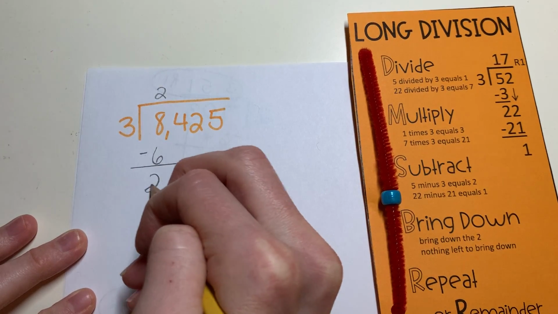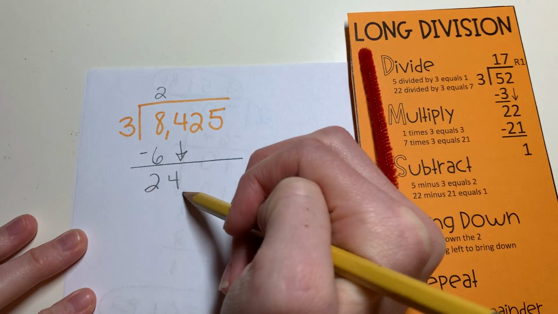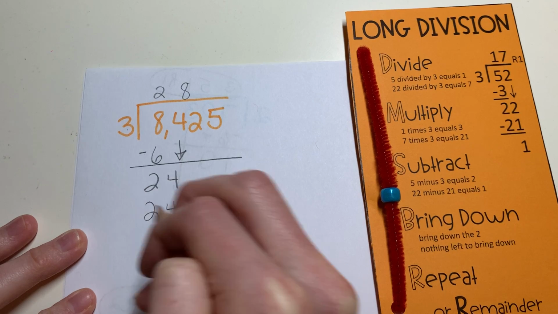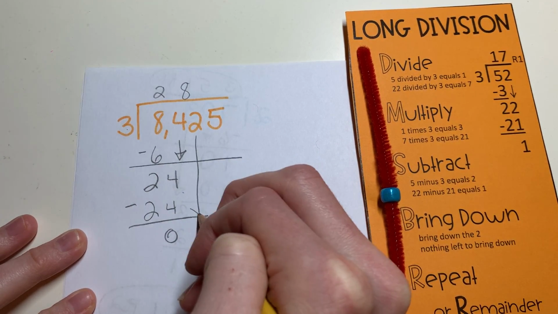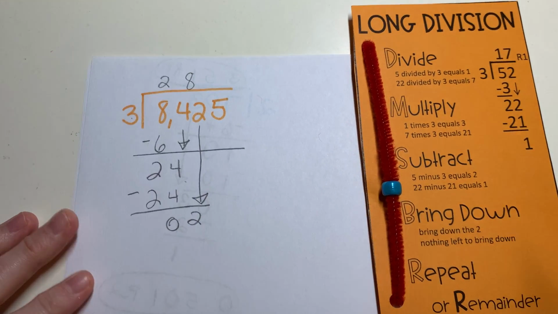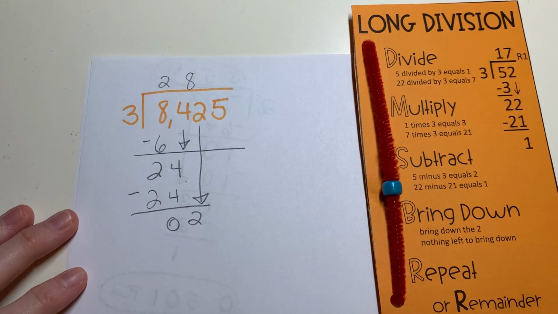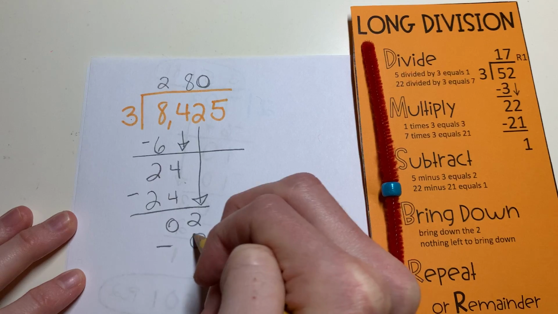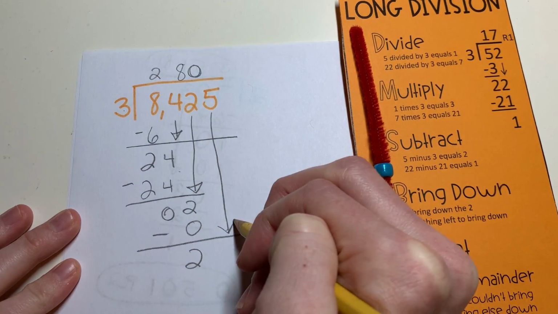8 take away 6 is 2, bringing down a 4. 3 times what equals 24? Well, 8 does, exactly. So far, this is working out really well. 0, all right, bring down the 2. Oops, well, now 3 times nothing is gonna get me 2. It's too big. So I'm gonna put that 0 there, and I'm gonna subtract, and I'm gonna get a 2, and I'm gonna bring down my 5.